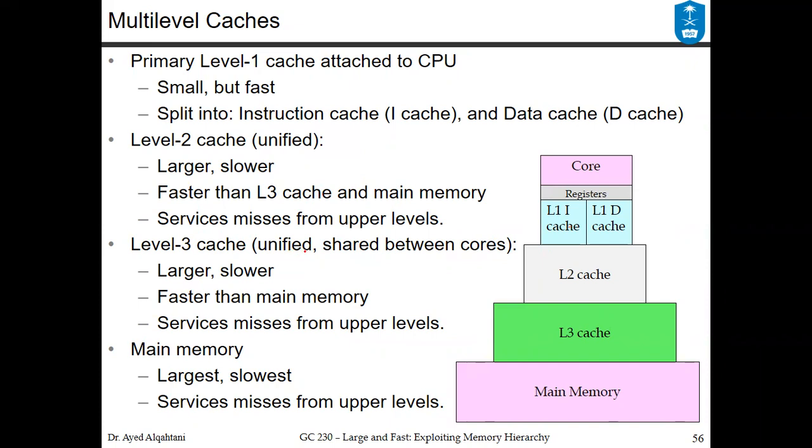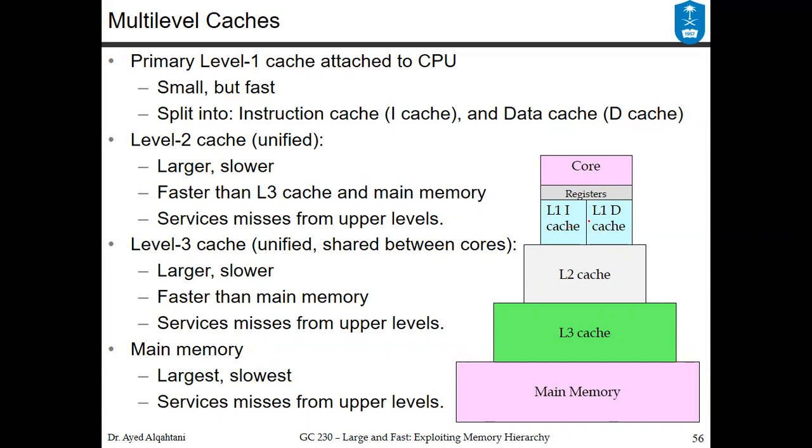Level 3 cache is also unified between the instruction and the data, and is actually shared between different cores. If you have multiple cores, level 3 is shared between all of them. Level 2 is usually private to each core. Level 3 is larger than level 2 cache but slower than it, though faster than the main memory. And it serves the misses from any upper level.